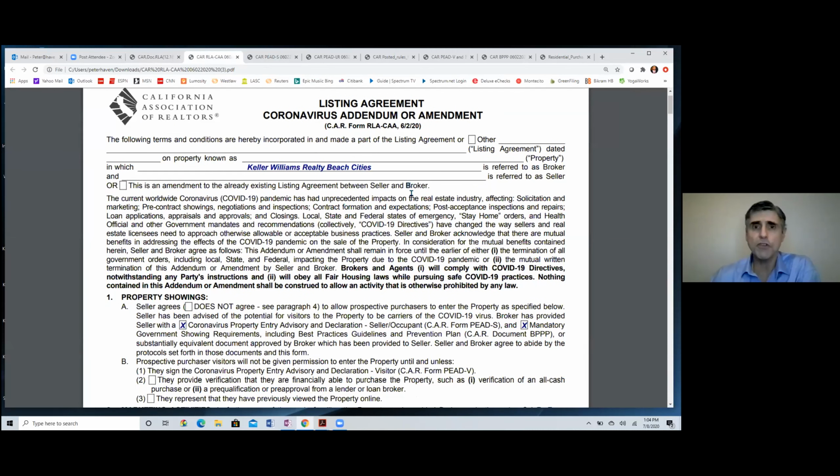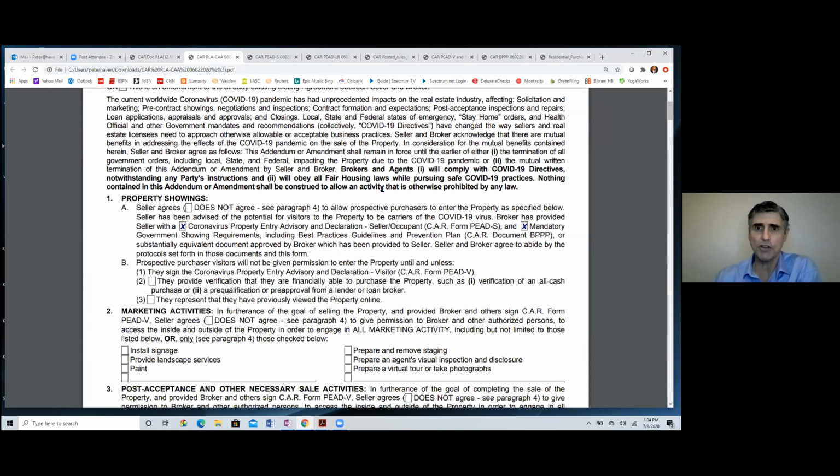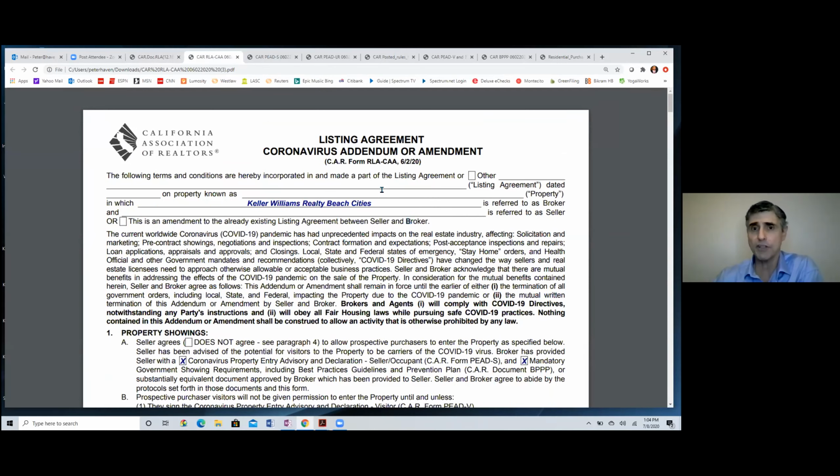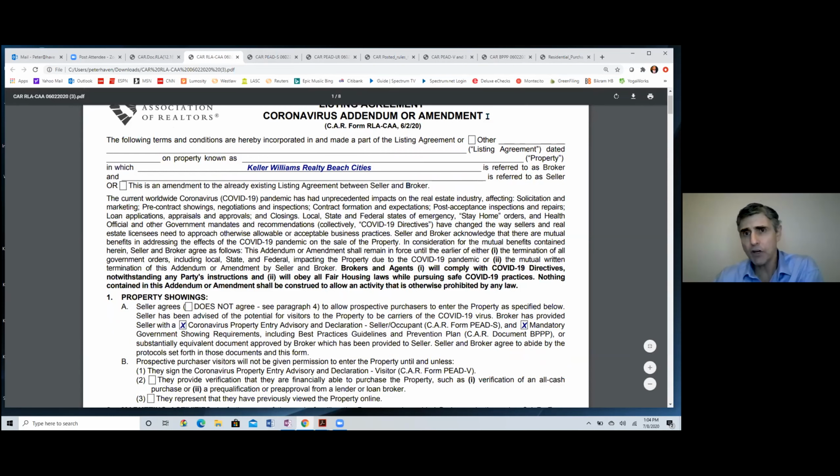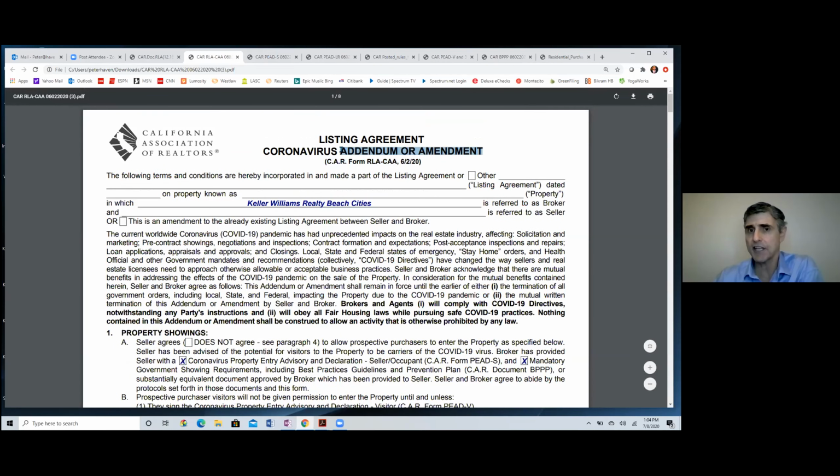So what we want to do now, when we enter into a listing agreement with a seller, we want to have this proposed addendum or amendment to the listing agreement. Whenever CAR says this is an addendum or an amendment, it means that it can be used when you execute an agreement, or it can be added to an agreement after it's executed. Obviously, we would recommend trying to get this agreement up front.